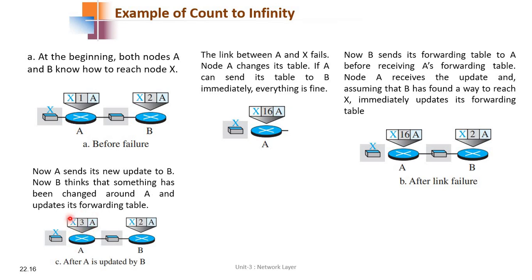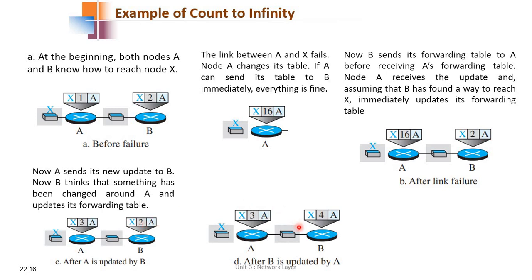Now again this updated information is transferred from router A to router B. Here we have the value 2. When we transfer the data, the hop value is 3, because we are transferring the value 3. Again +1 takes place here, so this value becomes 4. So what happened now? This keeps on transferring back and forth, back and forth.